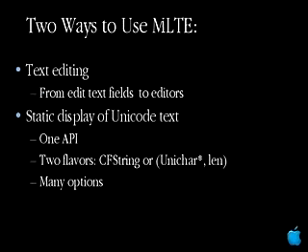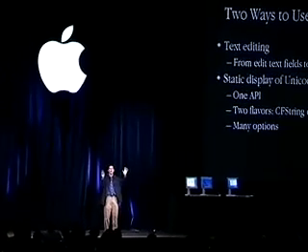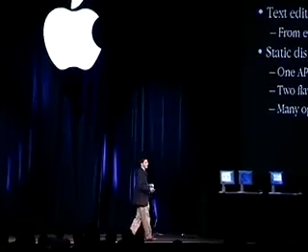There are two ways to use MLT. The first one is for text editing. You'll be using it for labels, small text edit fields, or small editors. And the second way, and we've been adding that because last year we talked to developers and there is one thing they wanted, is static display of Unicode text. They want one API where they're going to be able to pass a Unicode string and maybe some parameters, a rect, and that's it, and it's going to be displayed. And this is the API to use in this case, and I'll talk about that in my next slide.